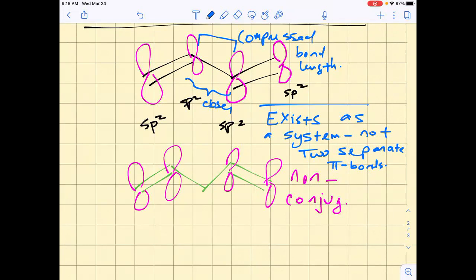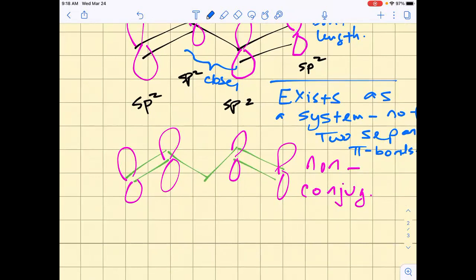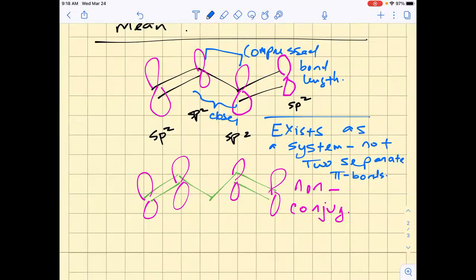You can't do that down here. So basically, you're talking about the conjugated portion. Basically, it's compressing the bond length, and when it does that, it's creating the system, not just separate pi bonds. Yeah, because those two orbitals in the middle overlap. And if they overlap, that means that they can share electrons, right? So conjugation actually adds to a system.